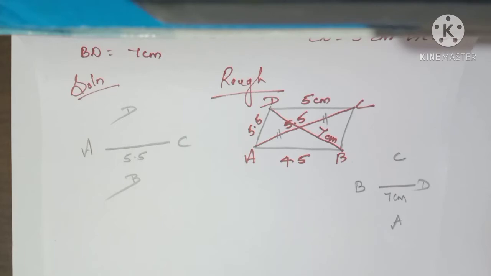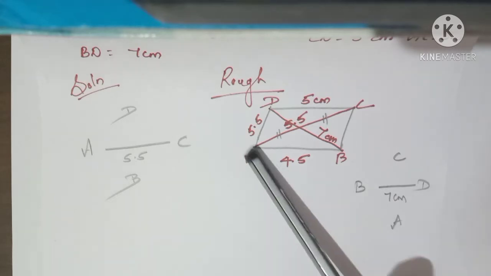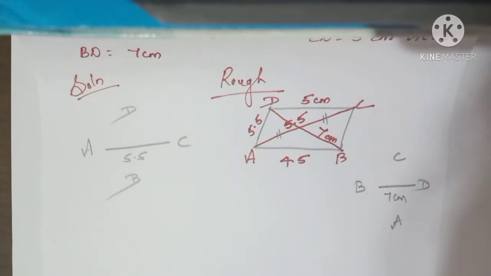Okay children, so here I am going to draw AC. I am going to take the baseline as AC. AC, what is the measurement? 5.5 centimeter. So here this is a second method, right?